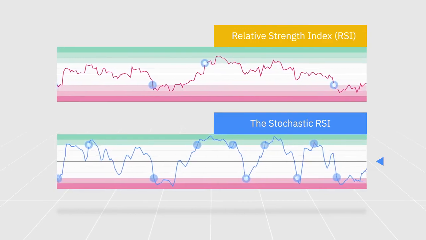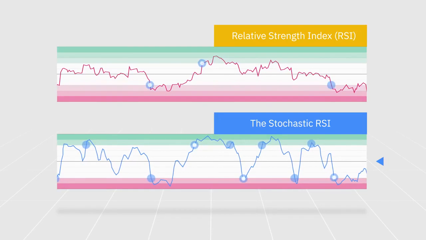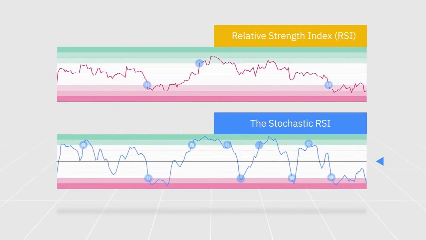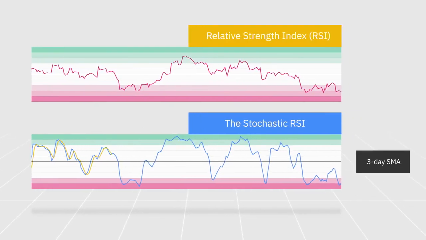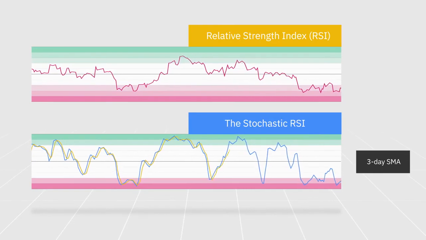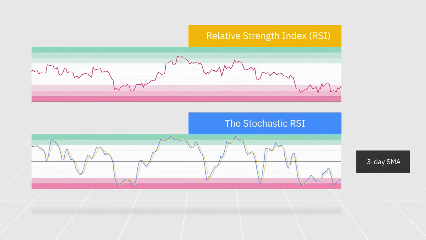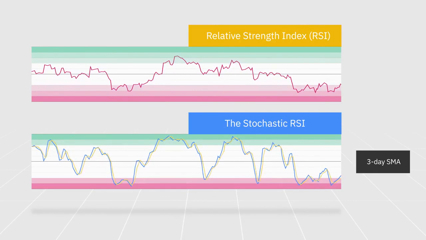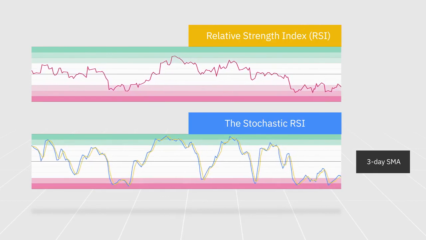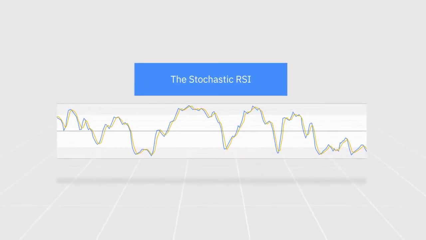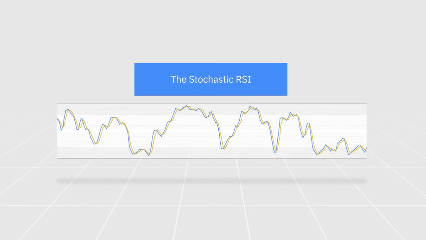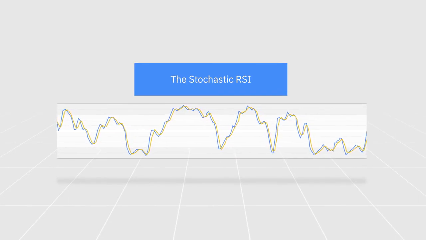Due to its increased speed and sensitivity, some charts include a 3-day simple moving average along with the stochastic RSI line. The SMA acts as a signal line and is meant to reduce the risks of trading on false signals. As such, the stochastic RSI should be used along with other tools to help confirm the signals it creates, especially in volatile markets.